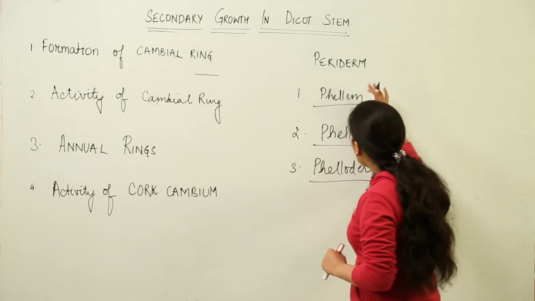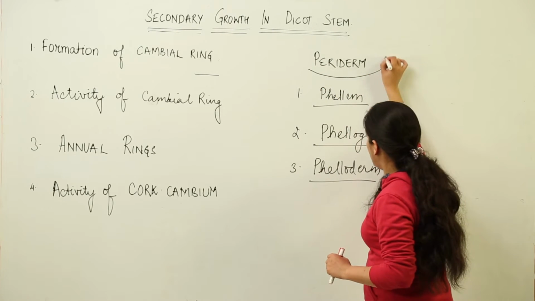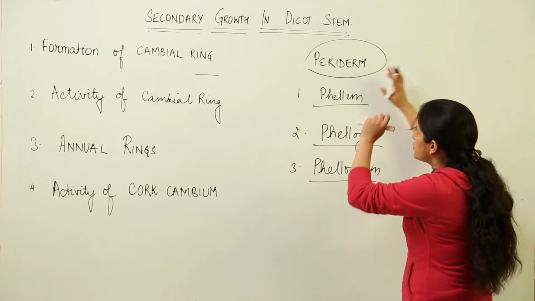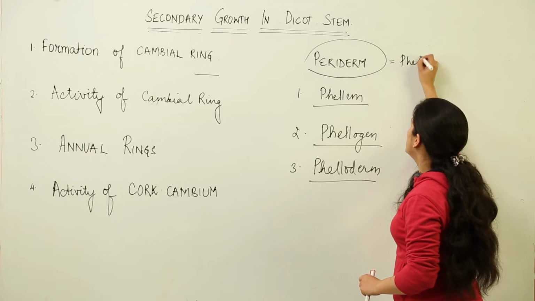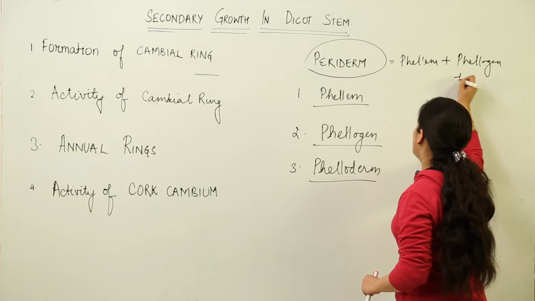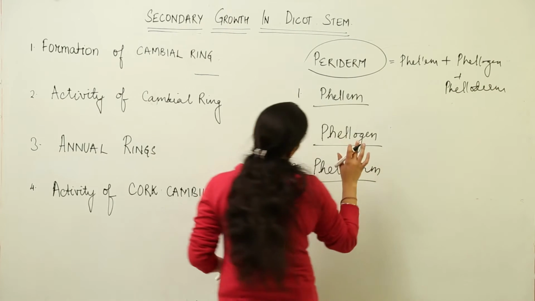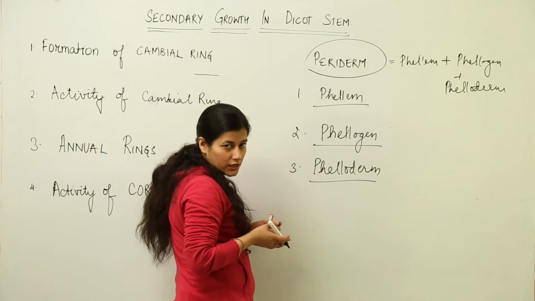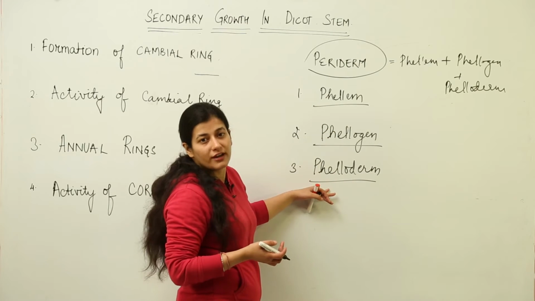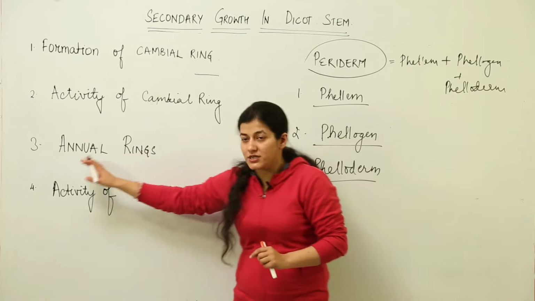So we have four new terms. Now first thing is this, that the first term that I introduced to you in this lesson itself is formed by these three. So what is periderm? Periderm is phellem plus phellogen plus phelloderm. Now supposedly you start from outside of a tree trunk. Firstly you are going to find phellem, secondly you are going to find phellogen, thirdly you are going to find phelloderm. Now this has nothing to do with activity of cork cambium, what is written as the fourth point.